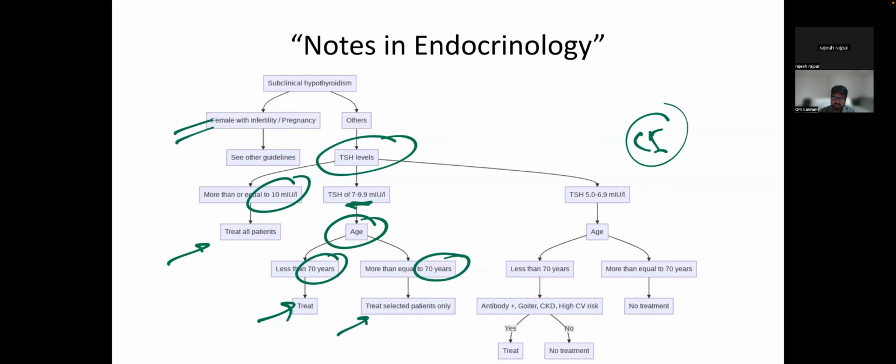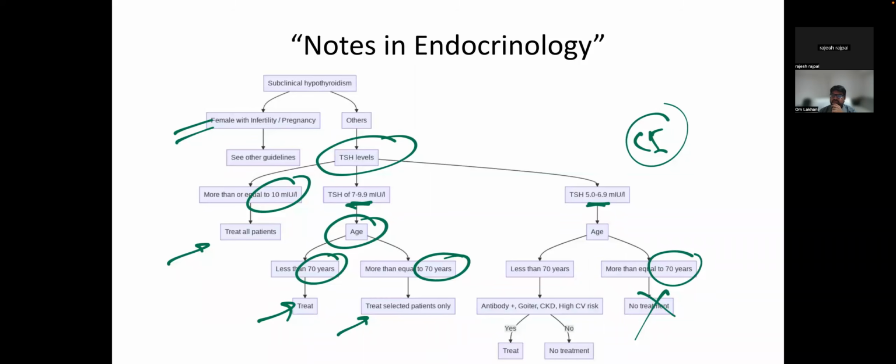And then again, if the TSH is between 5 to 7, look at the age of the patient again. If age is more than 70, don't treat the patient, right? Remember, as age advances, TSH values often increase with age. Some of these patients actually have a normal TSH for their age, right? Unfortunately, we don't have age-specific cutoffs because labs don't do age-specific cutoffs. But at 70, perhaps a TSH of 5 to 6 is often normal, right?